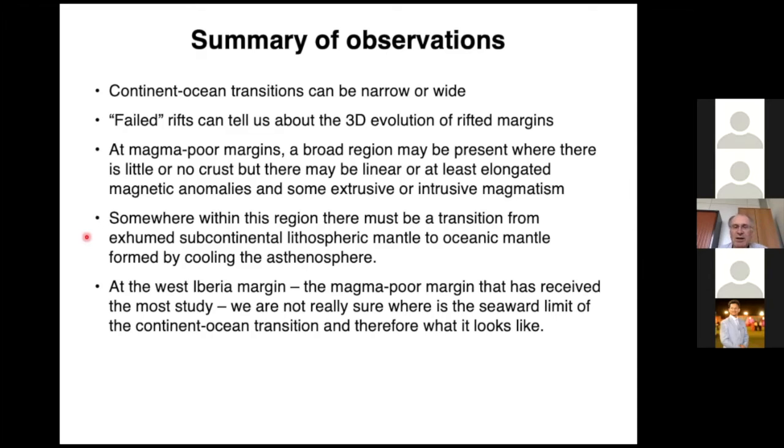And then at the West Iberia margin, which is the place where the magma-poor margin has been the focus of really the most study, well, we can't really say where the seaward limit of the continent-ocean transition is, and therefore what that limit looks like. We don't have enough data. Now, there is some recent work that's been done on that problem by other groups that hopefully will shed more light on that question.